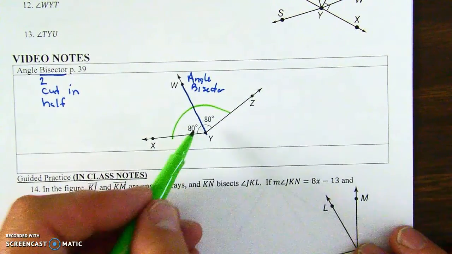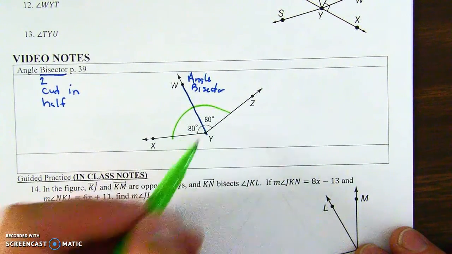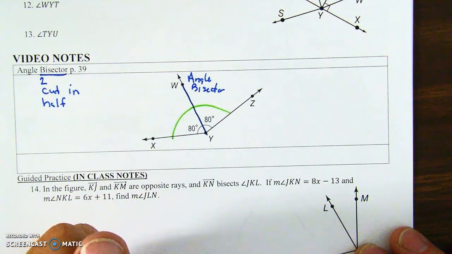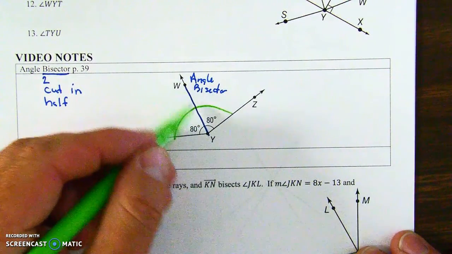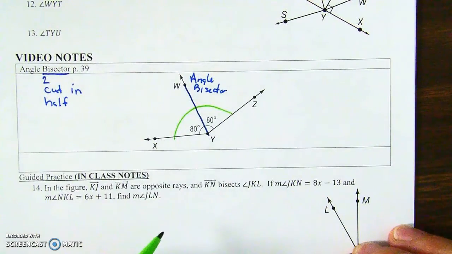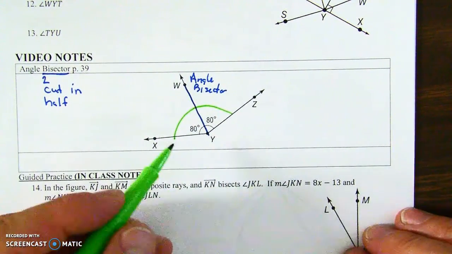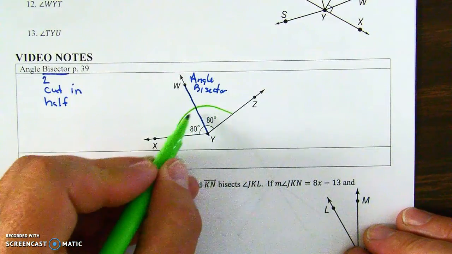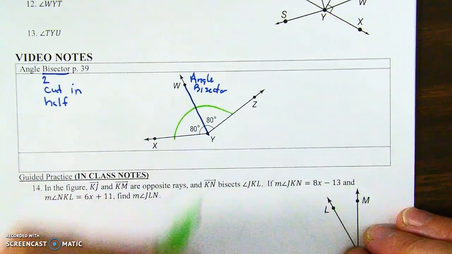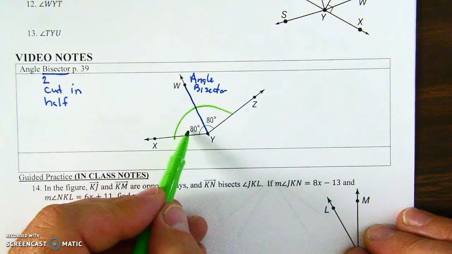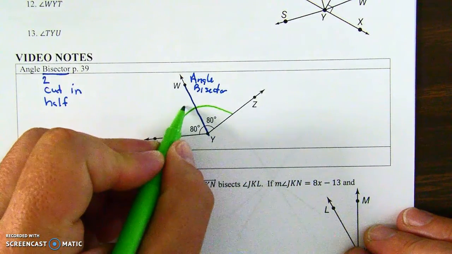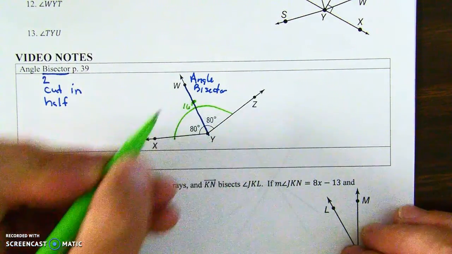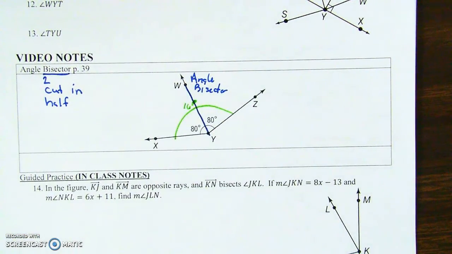So that means if it's cut in half, if this is 80 and that's 80, they're equal to each other. That means they are congruent, and therefore it is an angle bisector. So this WY is your angle bisector. It's also considered to be a ray that cuts it in half. If I were to ask you how many degrees is this total angle XYZ, if this side is 80 and this side is 80, this whole thing is going to be 160 degrees total.